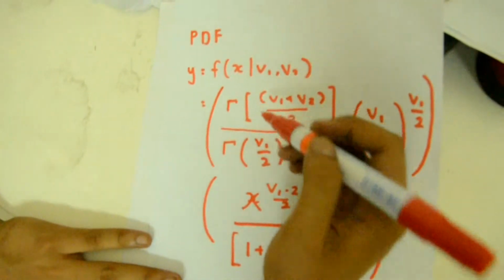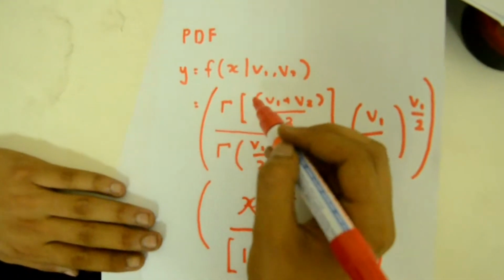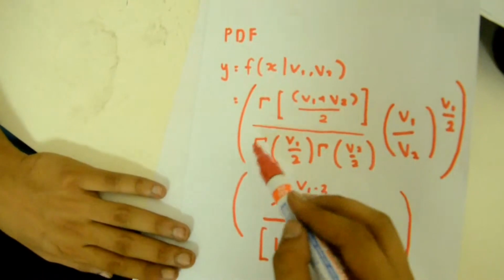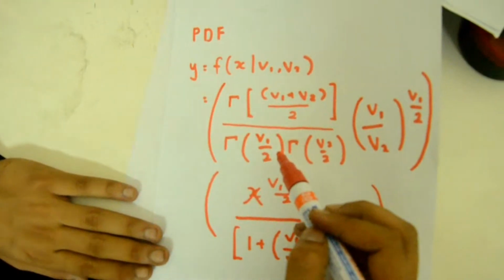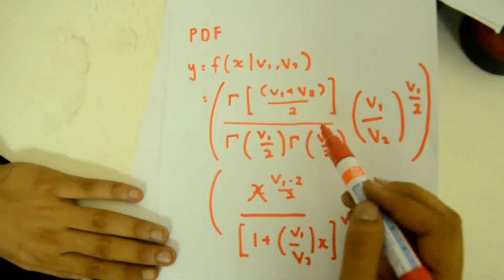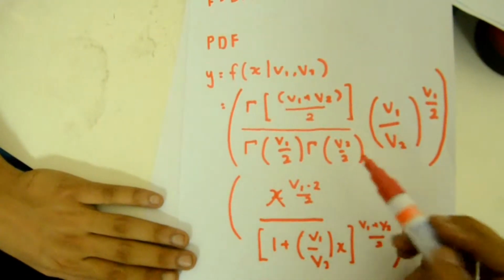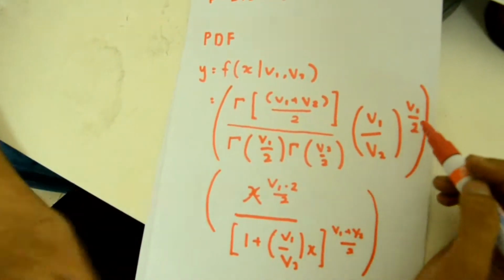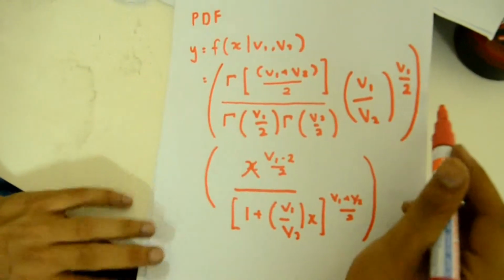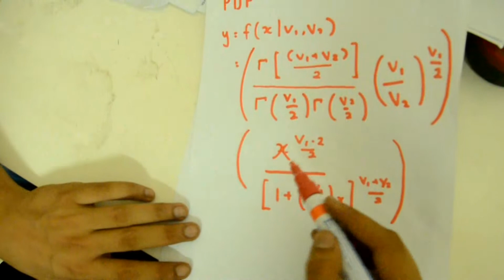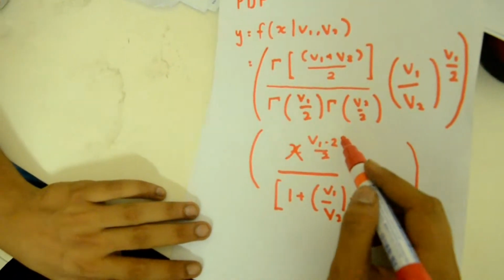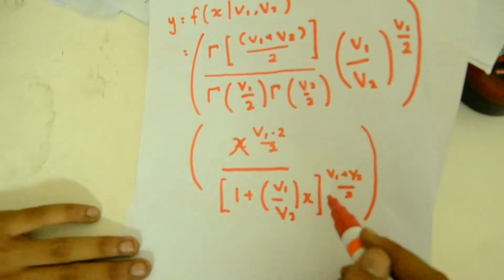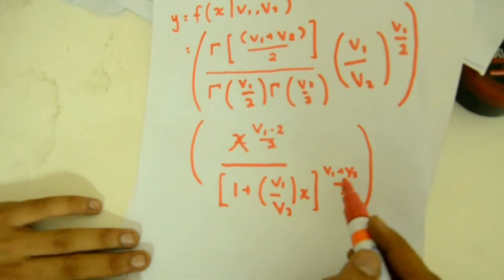The PDF for this F distribution is gamma of (V1 plus V2) over 2, over gamma of V1 over 2 times gamma of V2 over 2. This whole thing you times with (V1 over V2) to the power of V1 over 2. When you get the answer, you times it with x to the power of (V1 minus 2) over 2, over (1 plus V1 over V2 times x) to the power of (V1 plus V2) over 2.